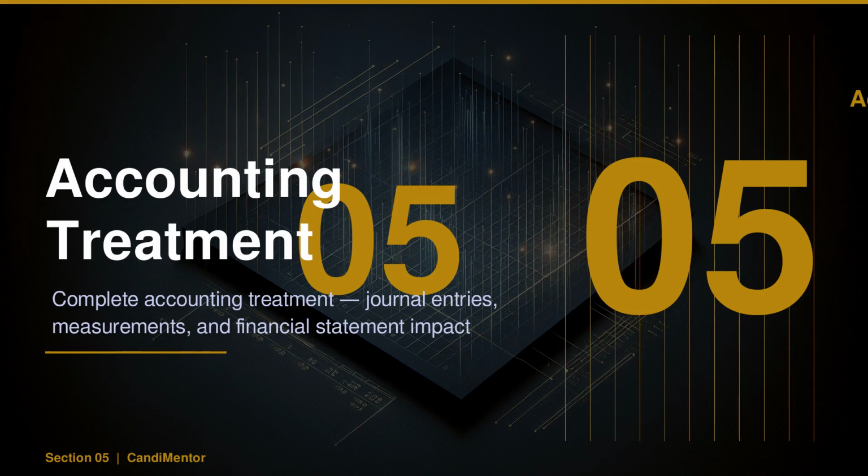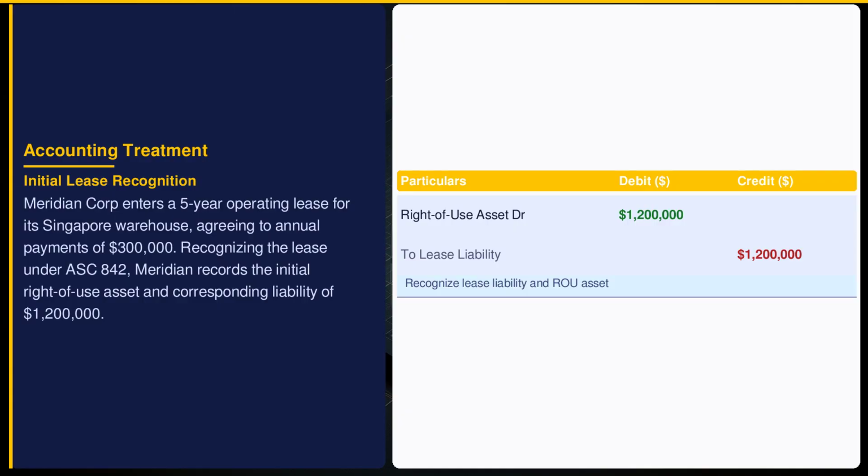Meridian Corporation, a global manufacturing company, signs a 5-year operating lease for its Singapore warehouse. Watch how every accounting event plays out. ASC 842 mandates that operating leases be recognized on the balance sheet. Meridian Corporation records a right-of-use asset and lease liability equivalent to the present value of payments, $1,200,000. This inclusion affects both assets and liabilities, providing a clearer financial position.